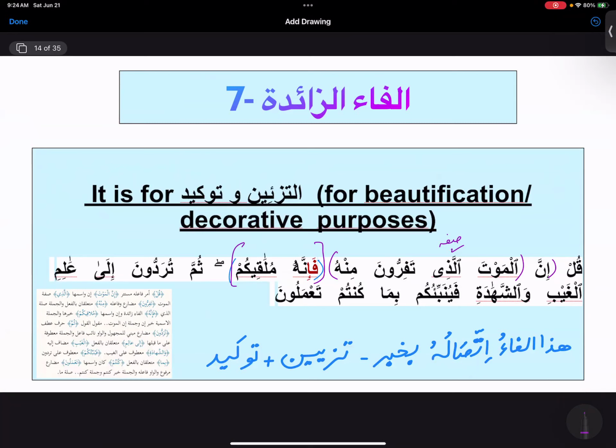Right? And this fa has attached to this khabar of inna. I think they are also saying that if we remove the fa, the meaning will not change. Yeah, obviously. I can say innahu mulaqikum. Definitely you are going to meet it. Right? So it is not going to change.